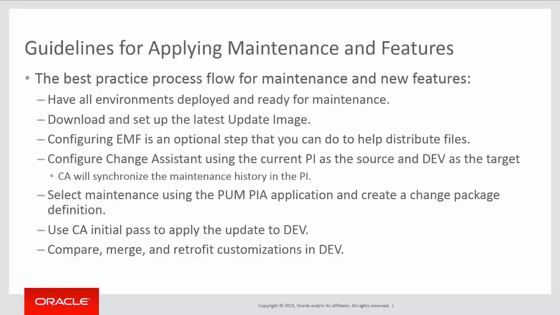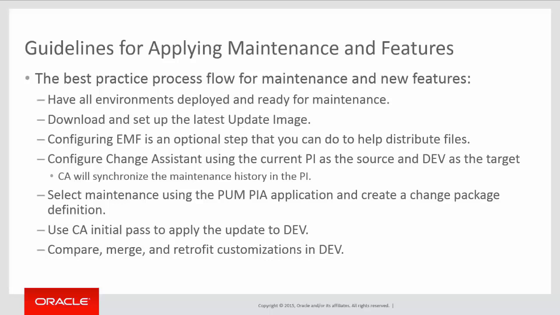When configuring Change Assistant, you'll need to configure the proper PeopleTools environments correctly. There's more information about that later in the session. Use the PeopleSoft Update Manager PIA application to select maintenance and create a change package definition. There are a number of different ways to search for maintenance, such as by bug number or by object name. Browse around the pages to get familiar with them and choose the option that's best for you.